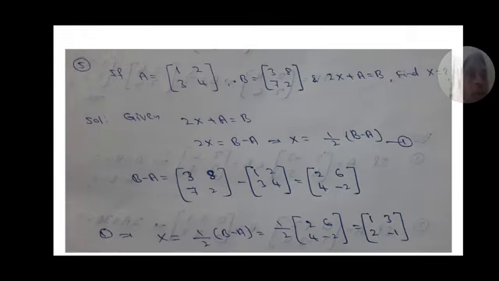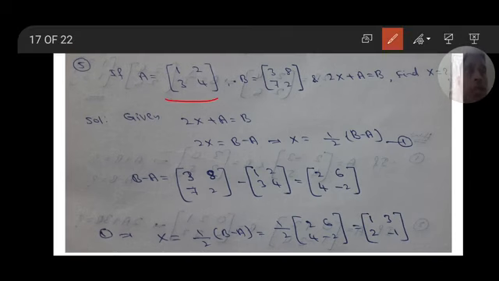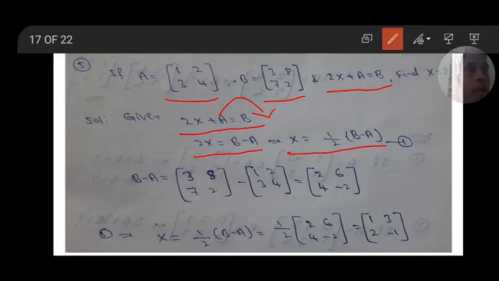If A equals the 2 by 2 matrix 1, 2, 3, 4 and B equals 3, 8, 7, 2, and 2X plus A equals B, then find matrix X. Given 2X plus A equals B, then 2X equals, if this A comes to this side, B minus A. So X equals 1 by 2 into B minus A. We have to find B minus A first, then multiply with 1 by 2.